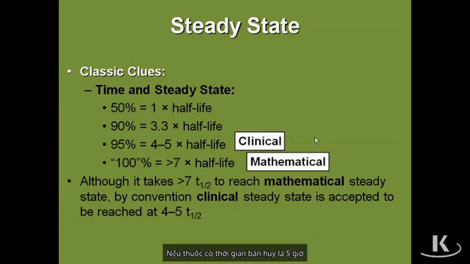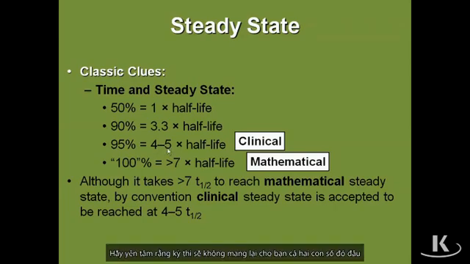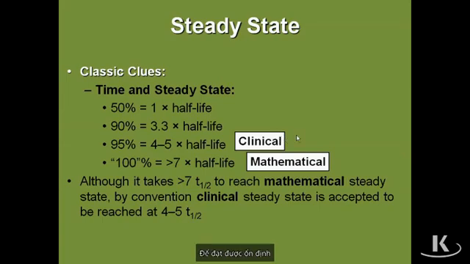If the drug has a half-life of 5 hours, 5 times 4, 20 hours, or 5 times 5, 25 hours, is how long it's going to take to reach clinical steady state. So just simply multiply the number by 4 to 5. Rest assured the exam is not going to give you both of those numbers, only one, to ask you how long it takes to reach steady state.